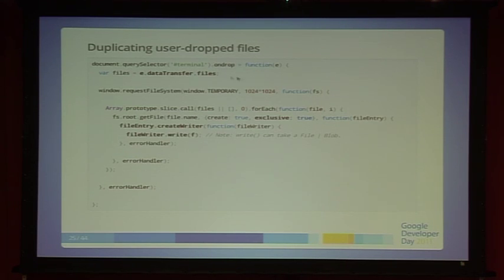So here, what's happening is that I'm just handling the drop events on a div to go through all the files dropped on that div and creating a new file. Exclusive means that it's going to create a new file, or if the file already exists, it's going to error out. So create a new file for each of the files dropped, create a writer for that file, and write the dropped contents into the file. So it duplicates files dropped onto the div.